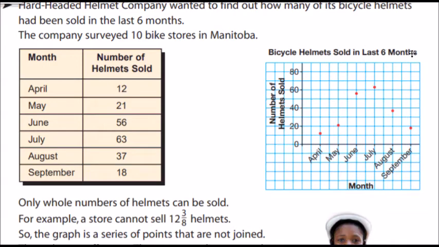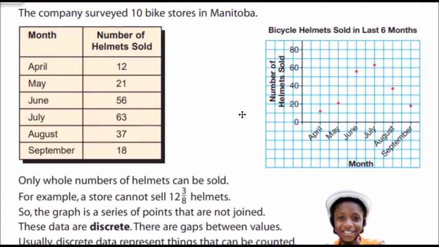When we put this on a graph, we're going to put the month across the bottom and the number of helmets sold up the side, as well as having a title. The bicycle helmets sold in the last 6 months is our title. And you can see each of the points plotted. In April, there were 12, so this would represent about 12. In May, there were 21, so it's a little bit above the 20 line. And so each one of these has been plotted on the graph.